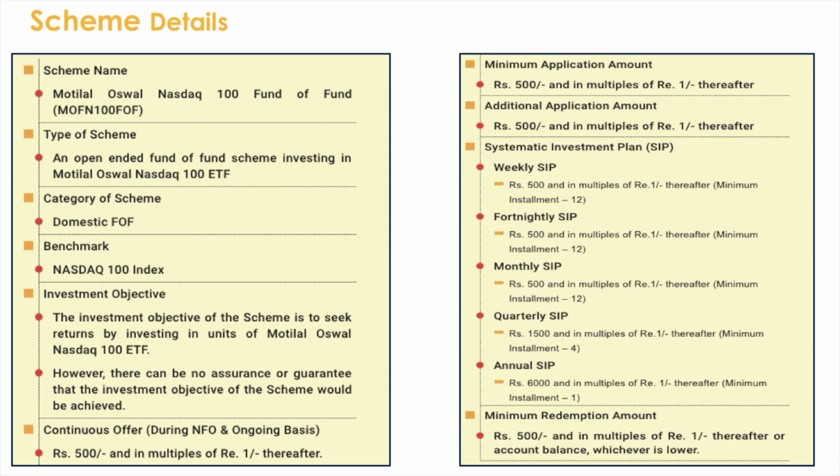So the advantage of investing in this fund is that you will get more exposure to the US stocks. The Nasdaq 100 stocks are like Amazon, Starbucks, Microsoft, Google, Facebook; all these companies are listed in the Nasdaq 100. So this is an advantage, but the scheme also has lots of disadvantages.